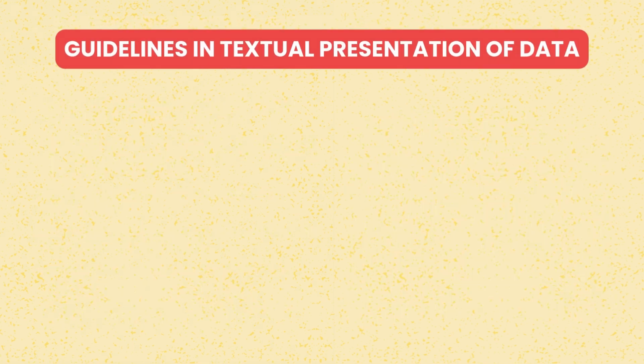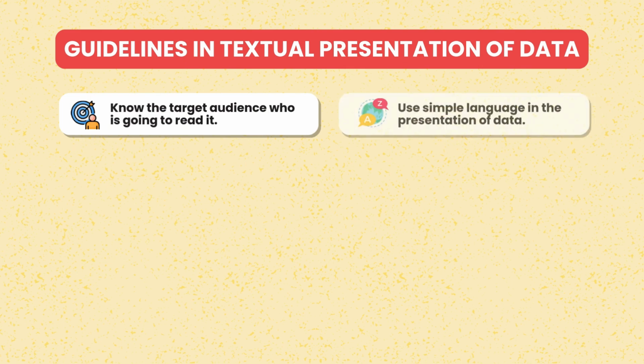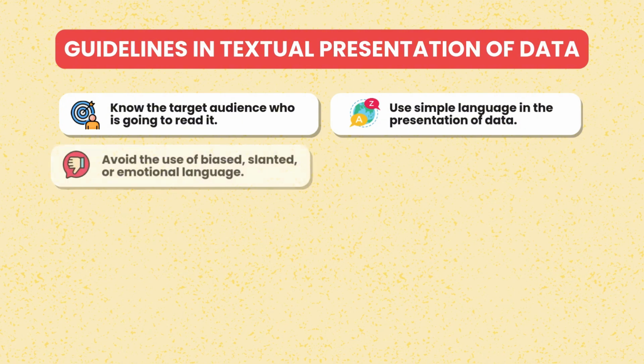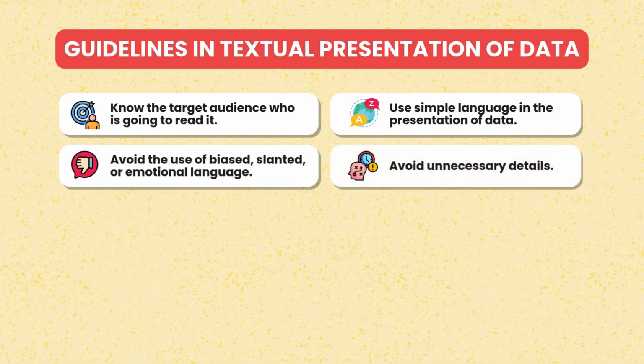to consider. First is, of course, to know the audience who will be reading either our report or the result of our study. Next is to use simple words. Thus, we should avoid decorative language, as well as bias, slanted, and emotional language. We should also refrain from sharing unnecessary details, since the audience might find it difficult to concentrate on the key points because of too much information.